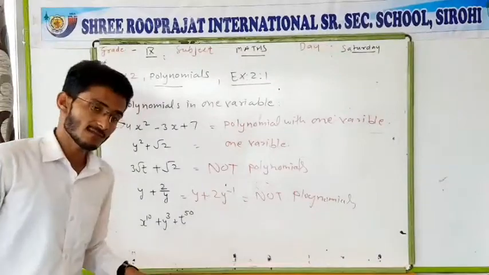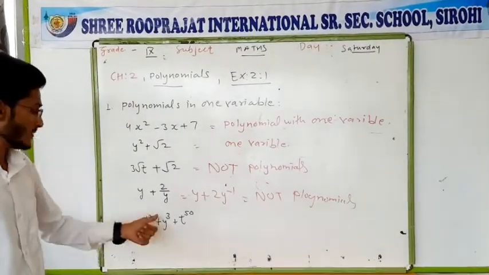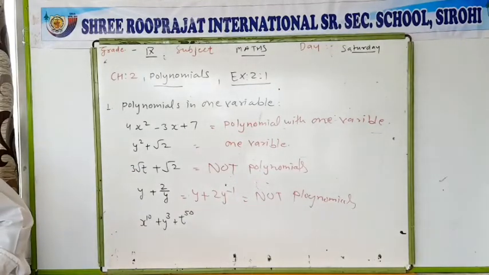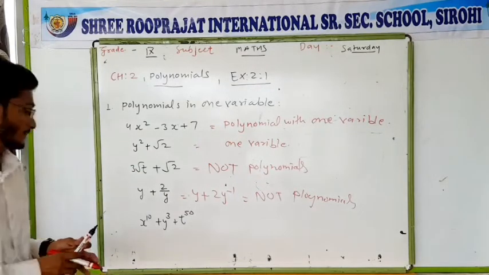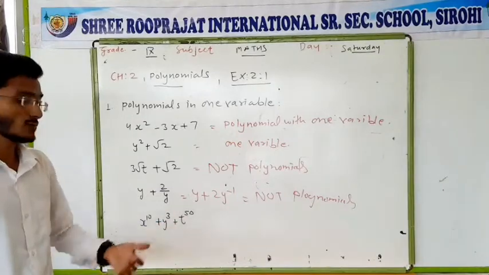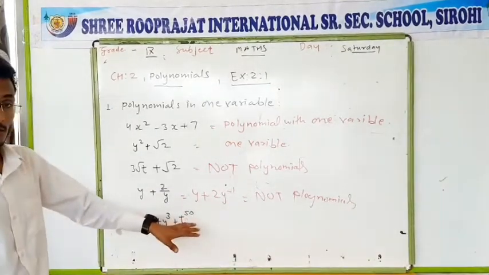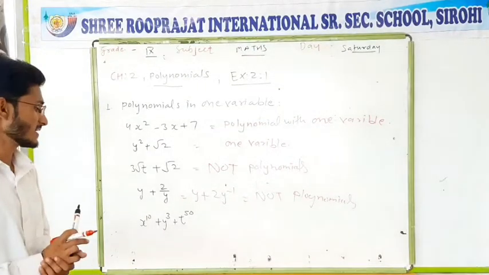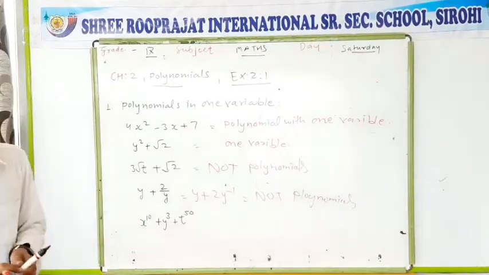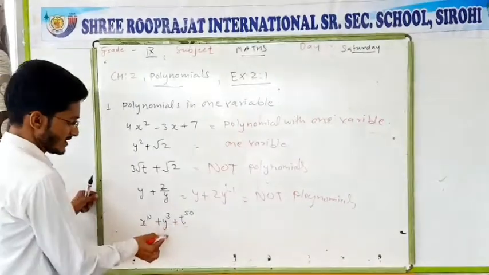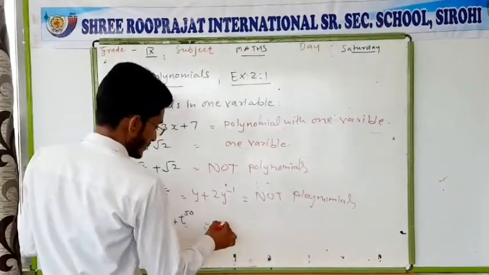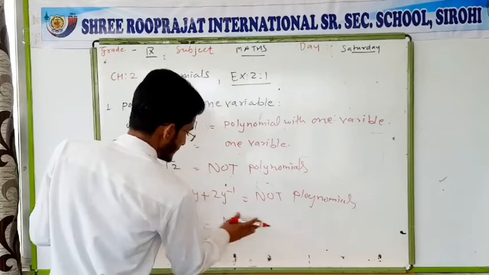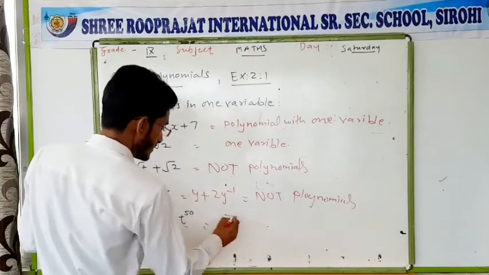Next one, three variables are given, x, y and t, and the powers are given as 10, 3 and 50. Is it 3 or 30? Yes, 3. So y to the power 3 and t to the power 50. All the powers given are whole numbers, and there are three different variables, x, y and t. So it is a polynomial but not in one variable, because three variables are given, x, y and t. So not one variable, you can write three variables.